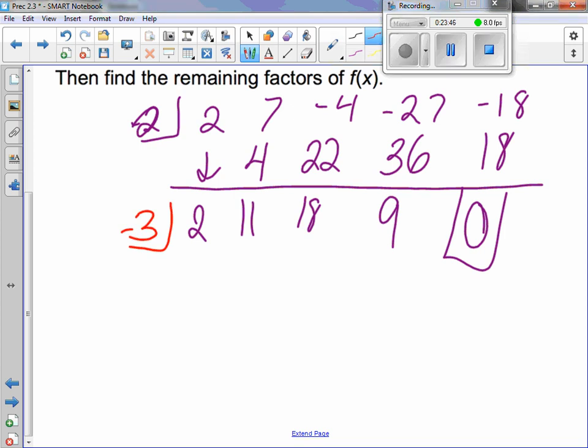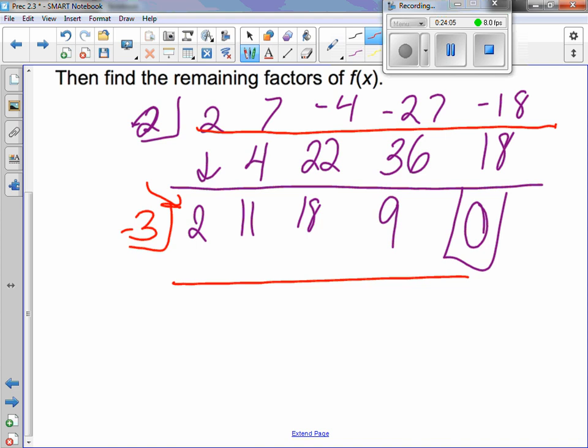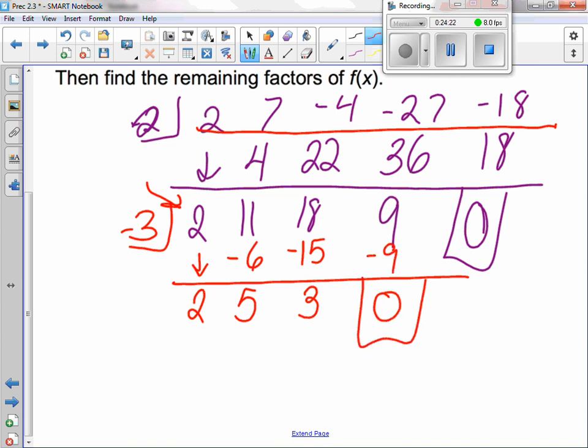And I can do this here. I could just continue and do this one or the original one. It doesn't matter, because if negative 3 is a factor of this, it's also a factor of this one. Drop the 2. Negative 3 times 2 is? 11 plus negative 6, or 11 minus 6 is? Negative 3 times 5 is? 3. We show that they are both factors. Yes?